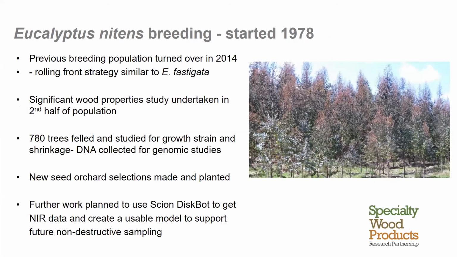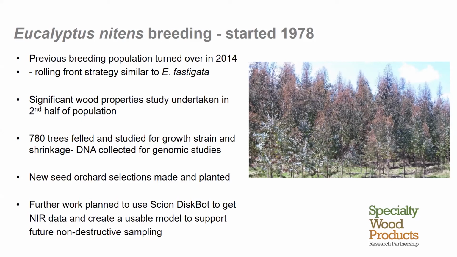Moving on to nitens. Breeding started in 1978. Population size here is similar to fastigata. It's around 220, using a rolling front strategy where the population is split into 2. Currently, from the most recent trials, we did a significant wood property study in the second half of the population, which involved felling 780 trees, which were intensively studied for growth strain and shrinkage, stiffness and checking. And we also collected DNA to start genomic studies in the species.